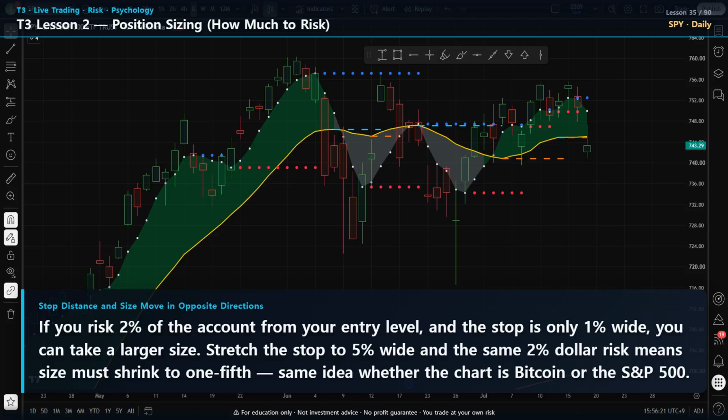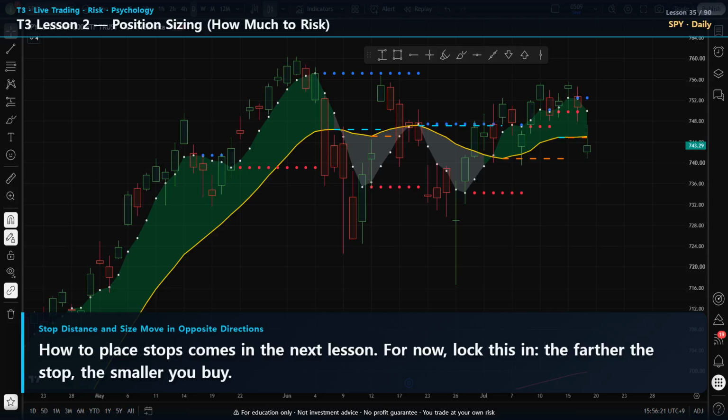If you risk 2% of the account from your entry level, and the stop is only 1% wide, you can take a larger size. Stretch the stop to 5% wide, and the same 2% dollar risk means size must shrink to 1/5. Same idea whether the chart is Bitcoin or the S&P 500. How to place stops comes in the next lesson. For now, lock this in. The farther the stop, the smaller you buy.